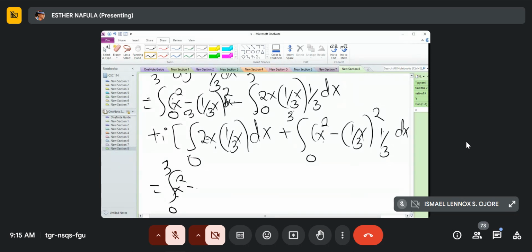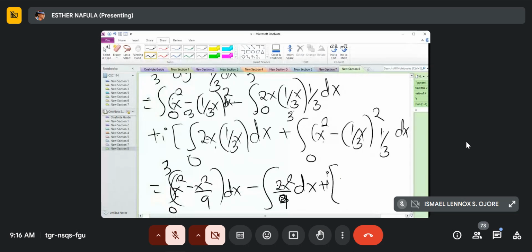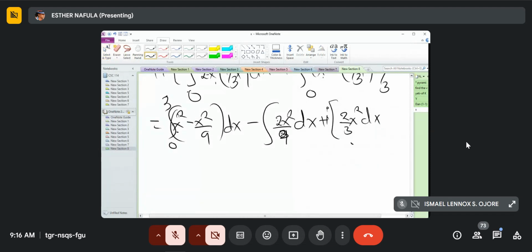x squared minus x squared over 9 dx, minus 2x times 1 over 3x will be 2x squared over 3, times a third. So this is 9. 2x squared over 9 dx, plus i times 2x times a third, we have 2 over 3 x squared dx. This i is affecting another term here, plus, what do we have here?